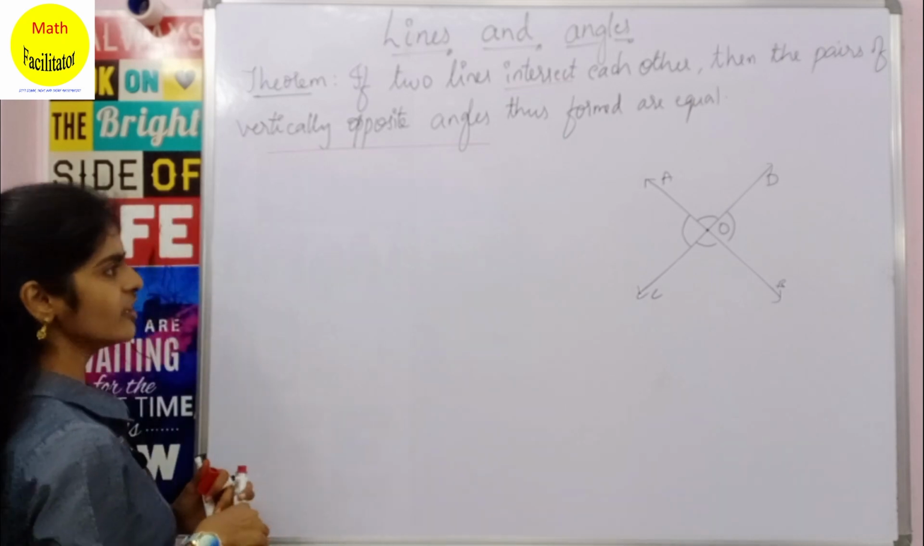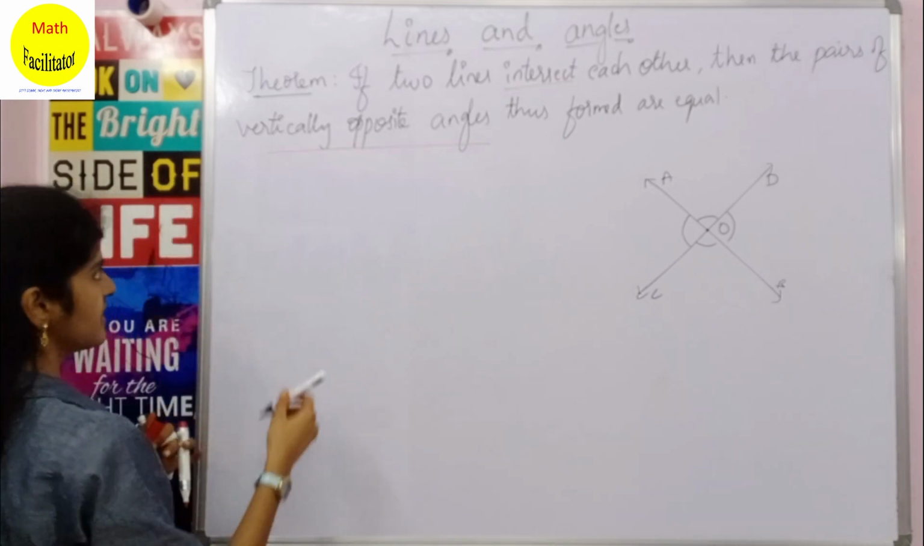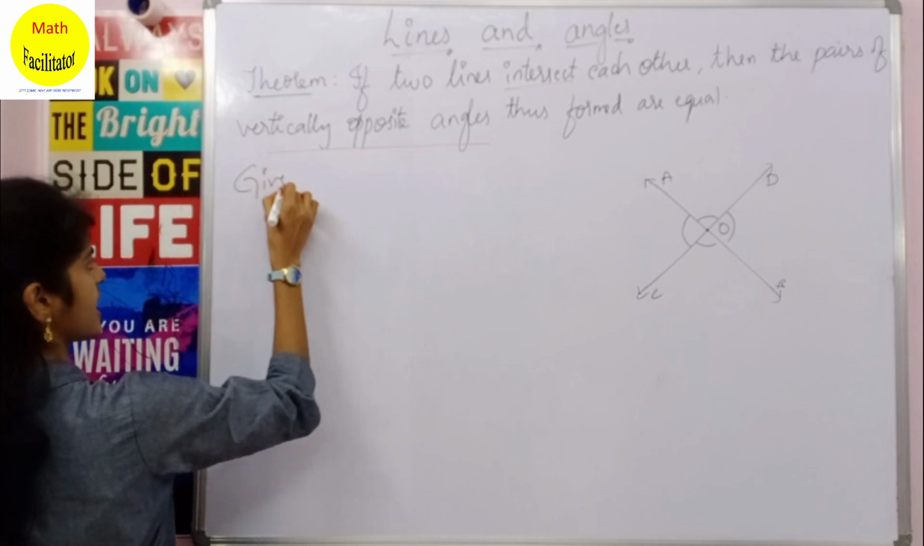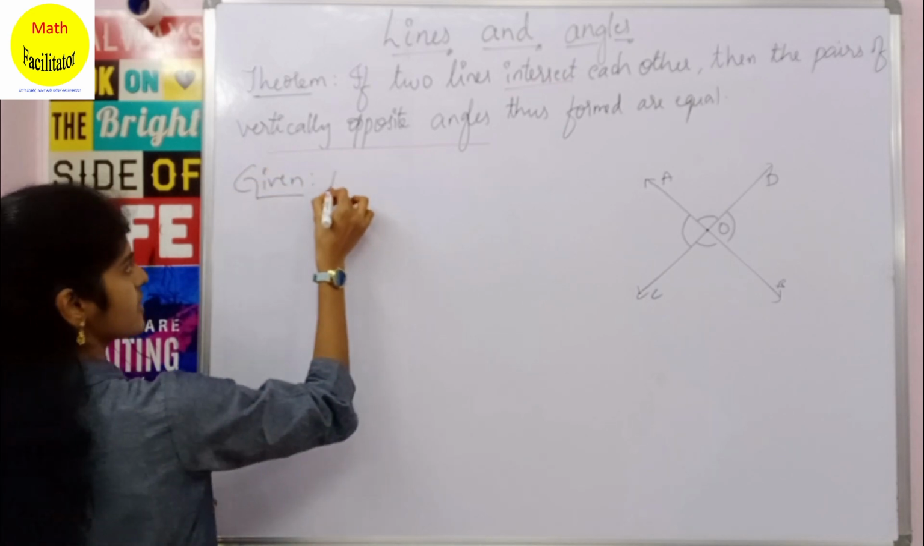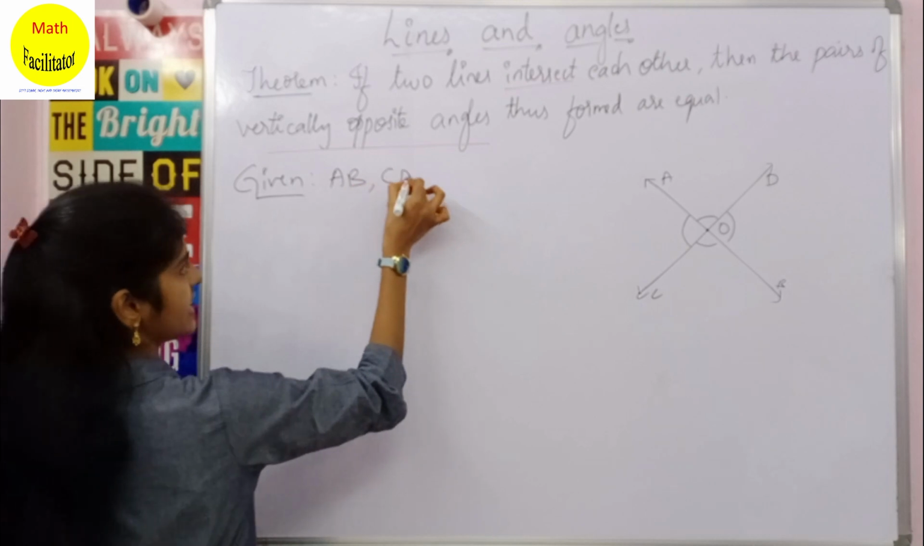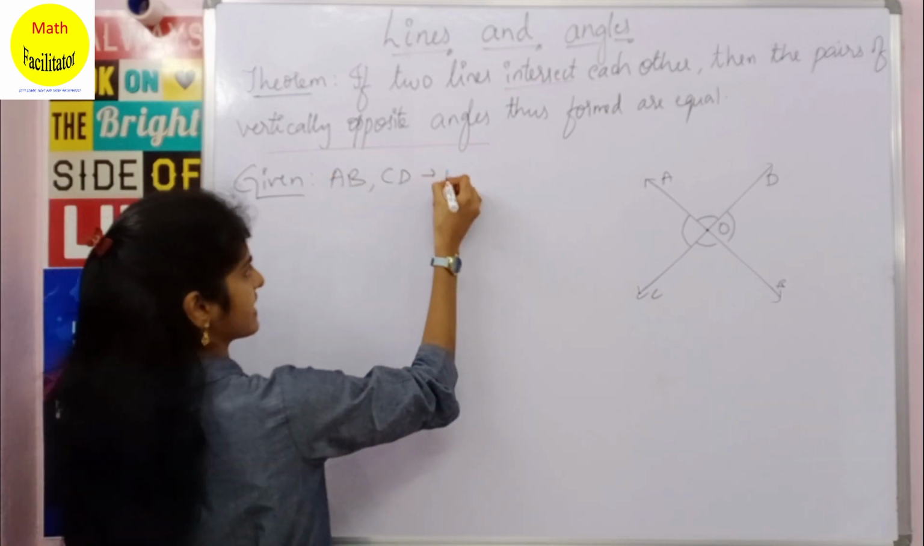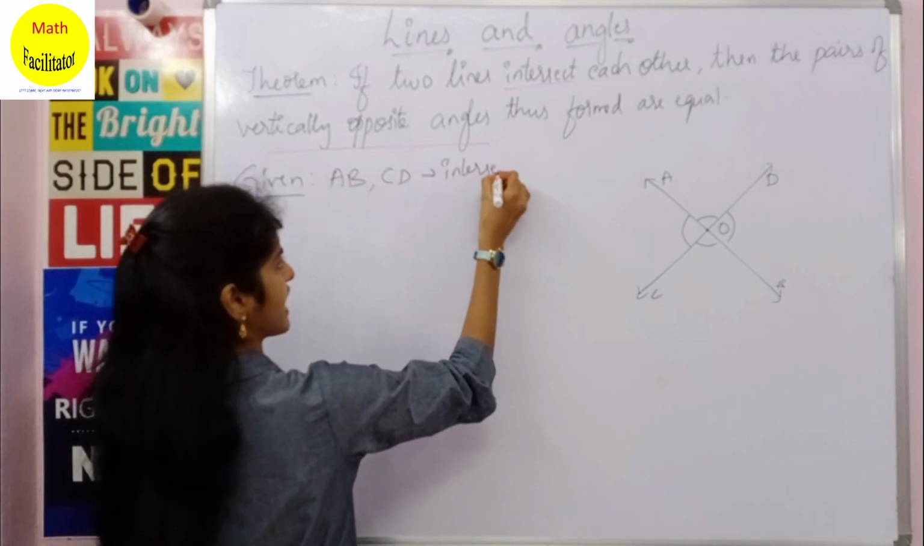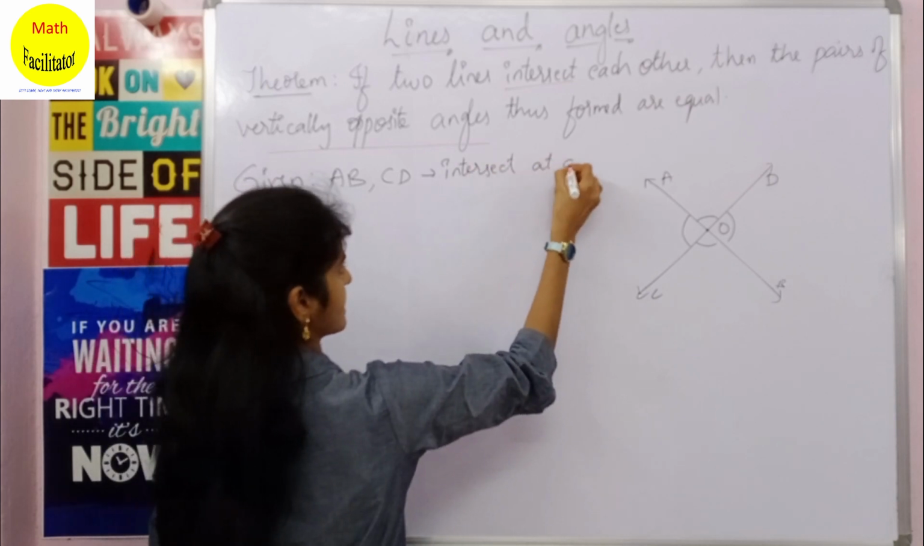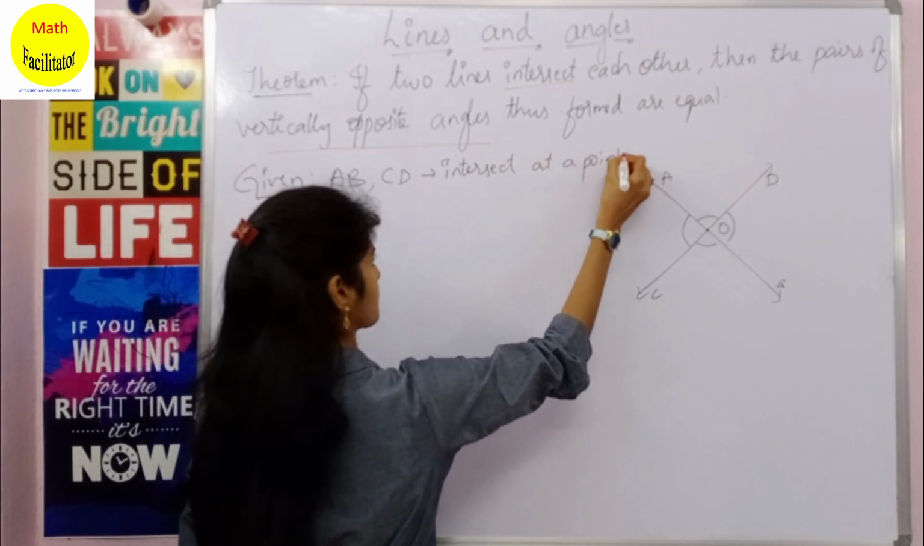Now see, we have taken the given. What is the given statement? There are two lines. AB and CD are two lines which intersect. These two lines intersect at a point O.